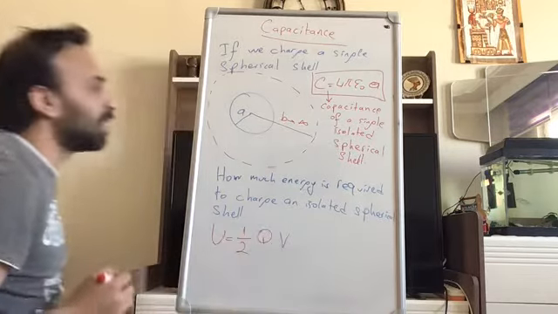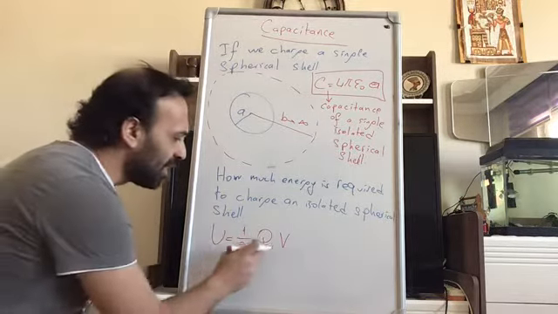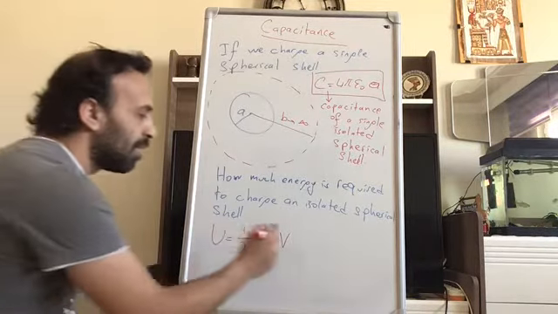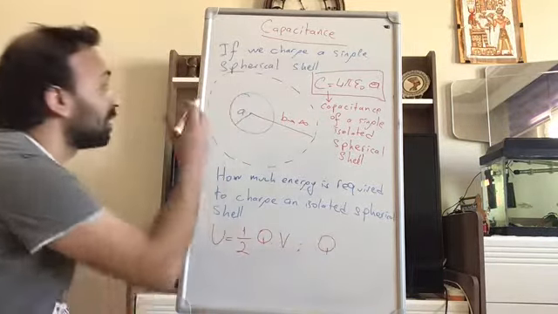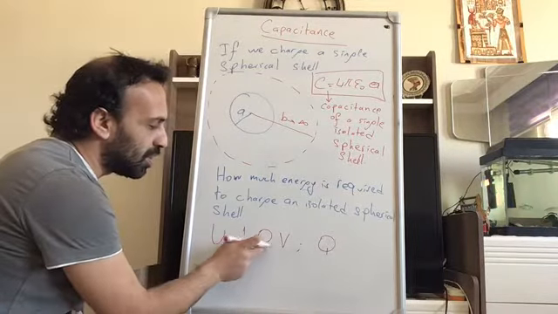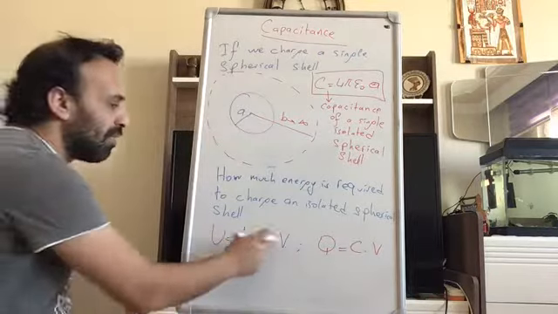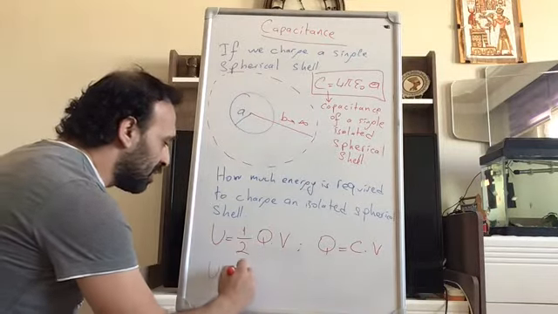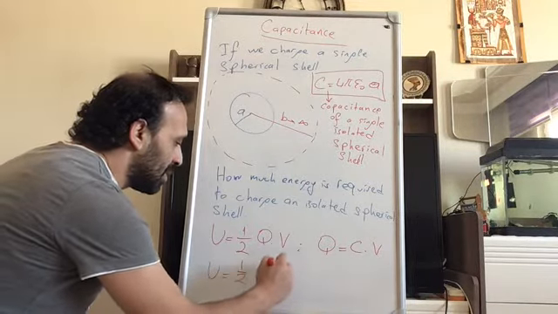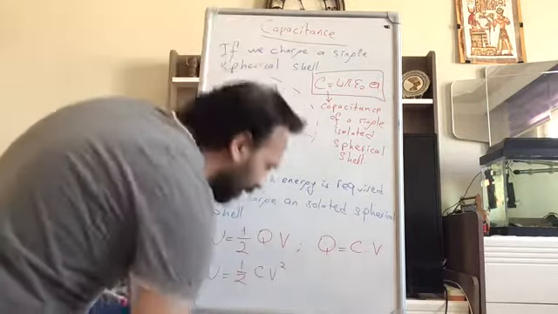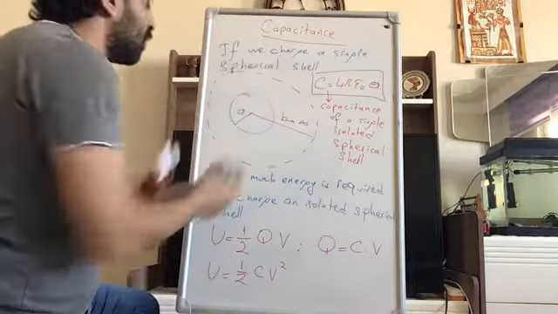And let me remind you that the energy stored in a capacitor, which we calculated, is 1/2 Q times the electric potential. And this Q is the charge we put on the spherical shell. But also we know from the linear relation between the charge and the electric potential that Q is C times V. So the energy can be written as 1/2 C V squared.